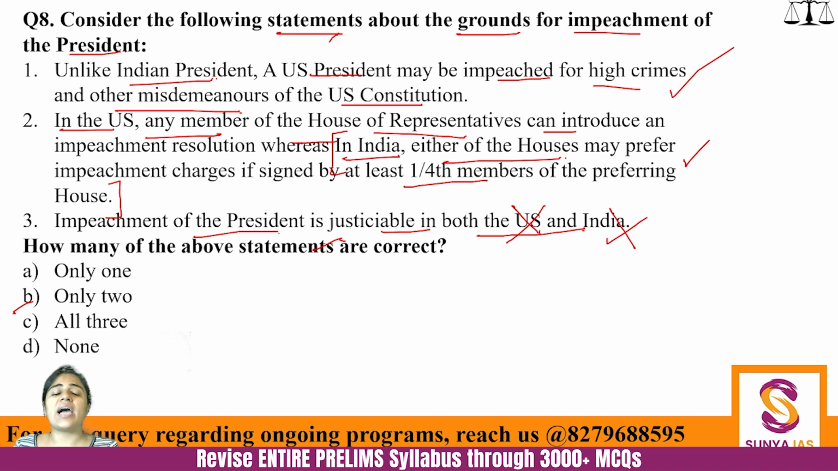Always remember this fact about correct or incorrect statements, that even if one word in this particular statement is incorrect, the entire statement becomes incorrect, right? Please understand this, okay? So here only 2 statements are correct. I hope you will remember this.